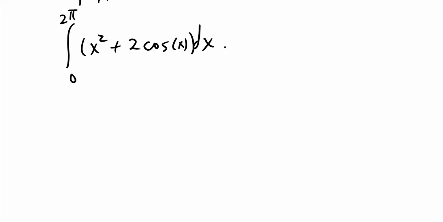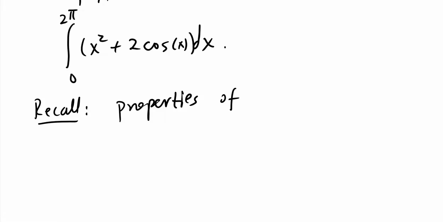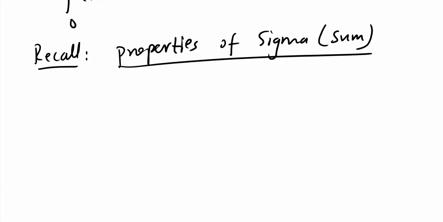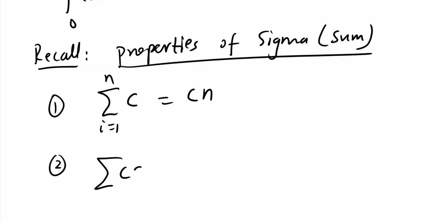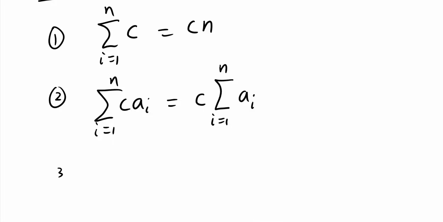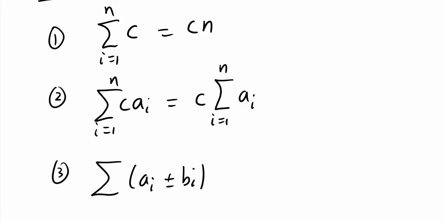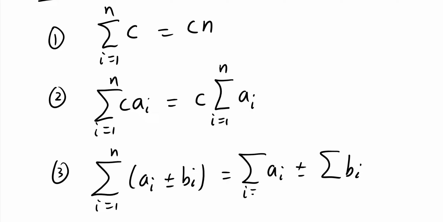Now, while working with this section, there are some properties for the sigma notation we're going to recall here. We're going to be using them. Recall properties of sigma, that's a sum. So what are the properties of the sigma that we learned in the previous course? The sum of c from i equals 1 to n is cn, because you're adding c n times. The sum of c a_i, i goes from 1 to n, equals c times the sum of a_i. You take the c out, c as a constant. Third, if we're doing a_i plus or minus b_i, i goes from 1 to n, you can do the sum of a_i plus or minus the sum of b_i, i goes from 1 to n.